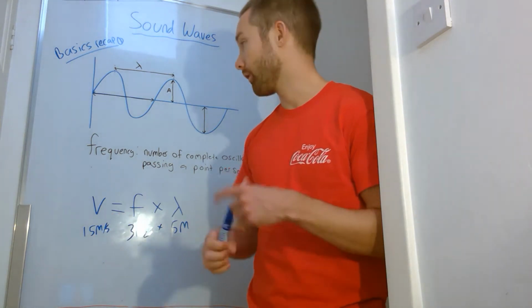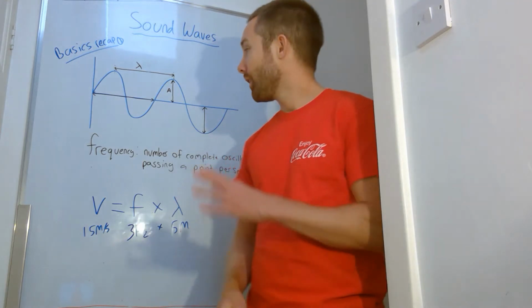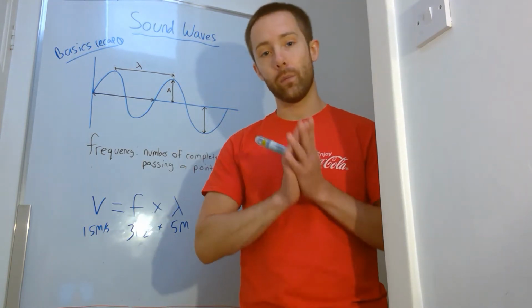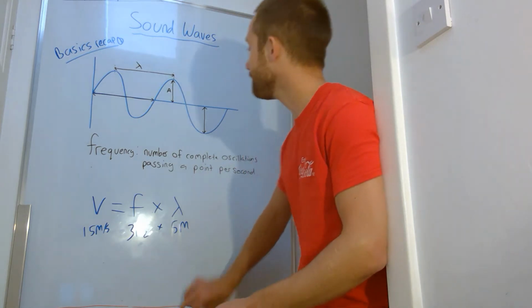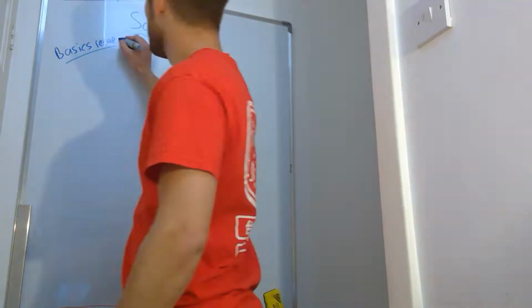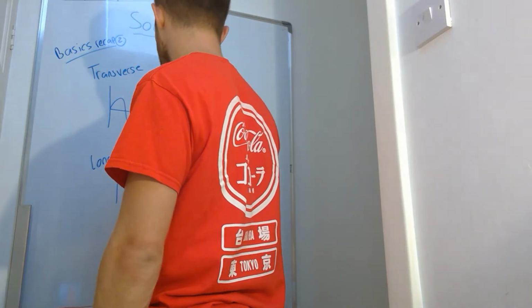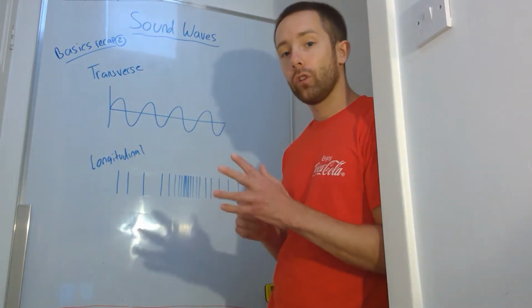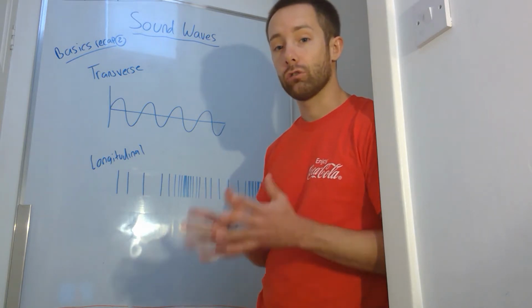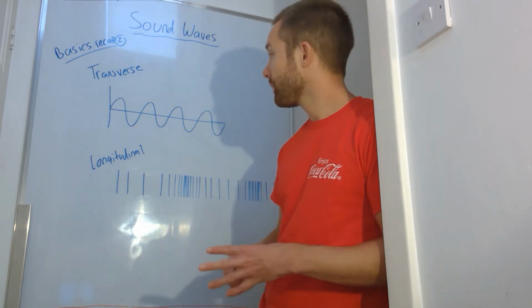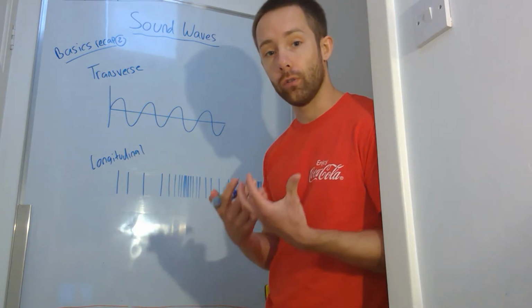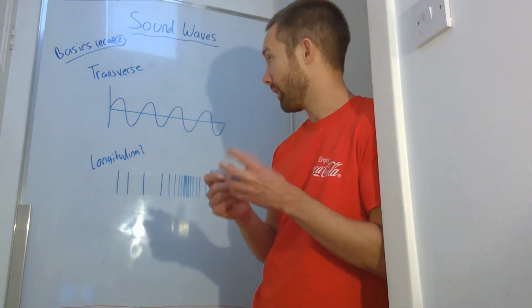So this is our fundamental wave basics. There's one more little bit of wave basics we're going to talk about. That's the 2 types of wave, and then we'll get on to sound waves. Okay, so the 2 types of wave that we need to know about are transverse waves and longitudinal waves. The key difference is in how the particles are vibrating, or how the wave is vibrating.